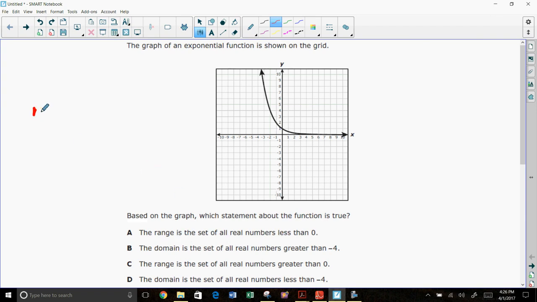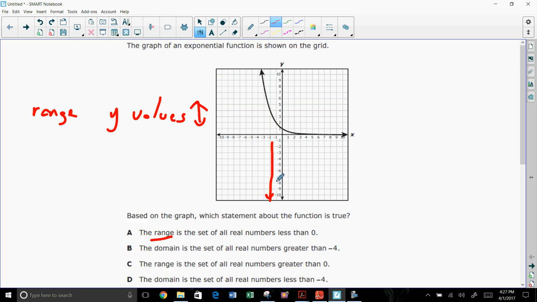Okay, so when we talk about the range, we are talking about the y values. So the y values are also how much you're going up and down. So they're saying the range is everything less than 0. So if I'm looking at how much I'm going down, here's my 0 and everything less than 0. Well, my graph isn't even there, so A is going to be false. Okay, so we go to letter B.